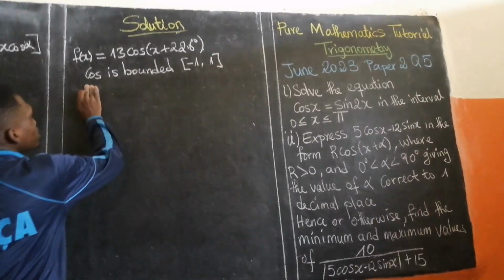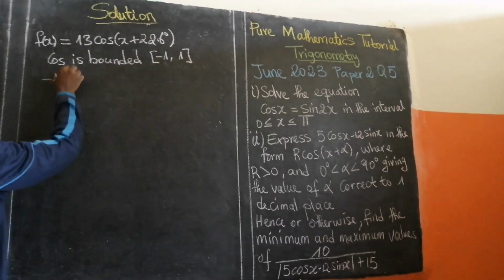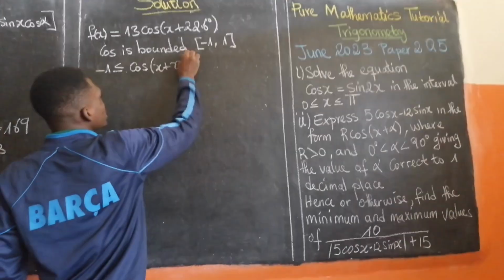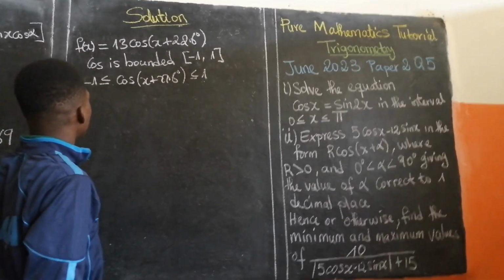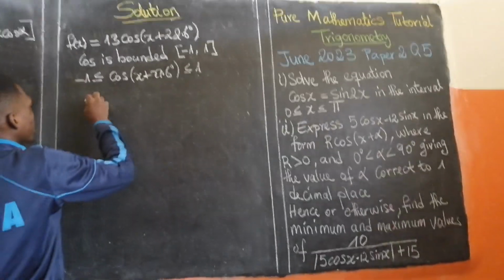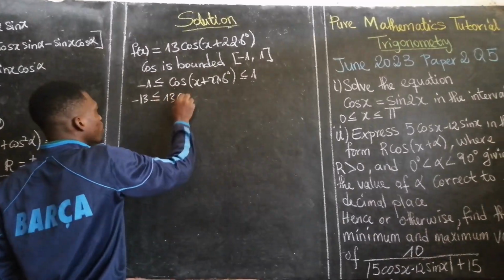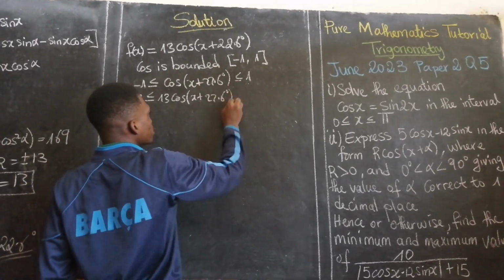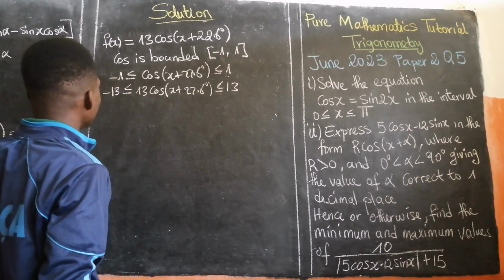So, since it means that we are going to have -1 less than or equal to the cos of x plus 22.6 degrees less than or equal to 1. Now from there, let's multiply all through by 13 so that we can have 13 cos here. So I have -13 less than or equal to 13 cos of x plus 22.6 degrees less than or equal to 13. We have multiplied everywhere by 13.